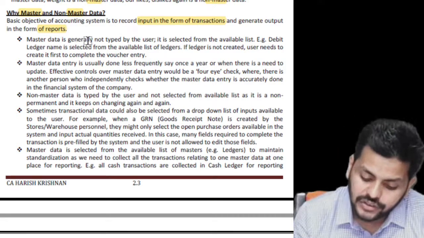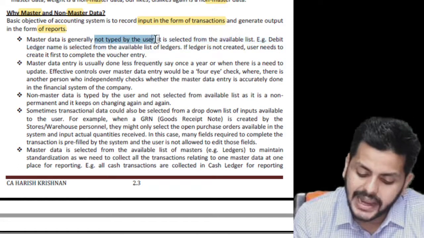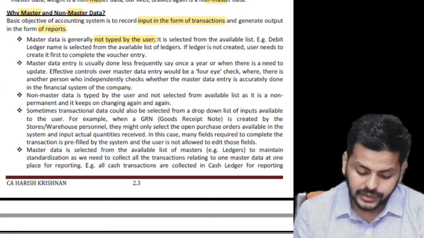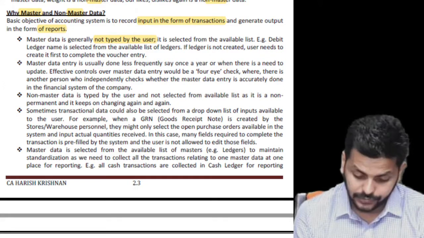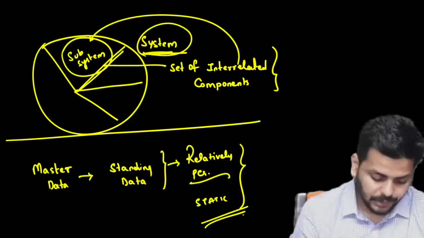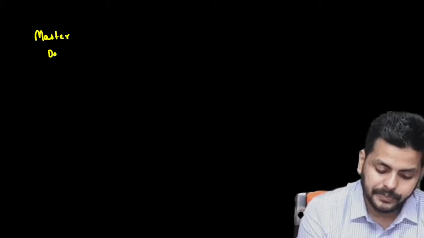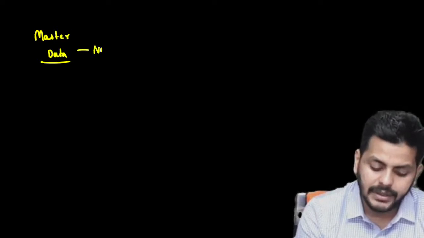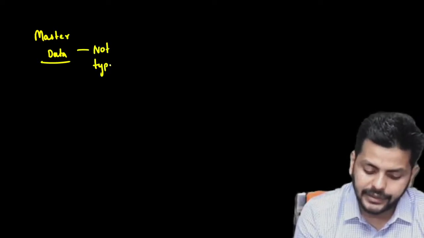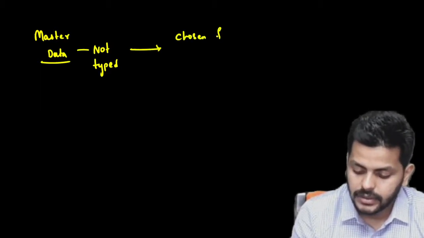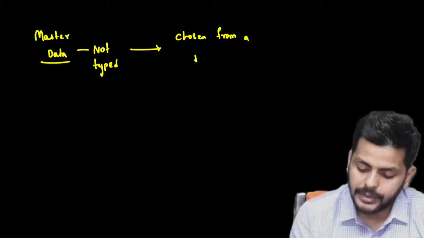Master data is generally not typed by the user. You guys know what a drop down list is, right? Let me make an important point here. Master data is not typed. Why is master data not typed? Because it's already input into the system. So it is chosen from a drop down.